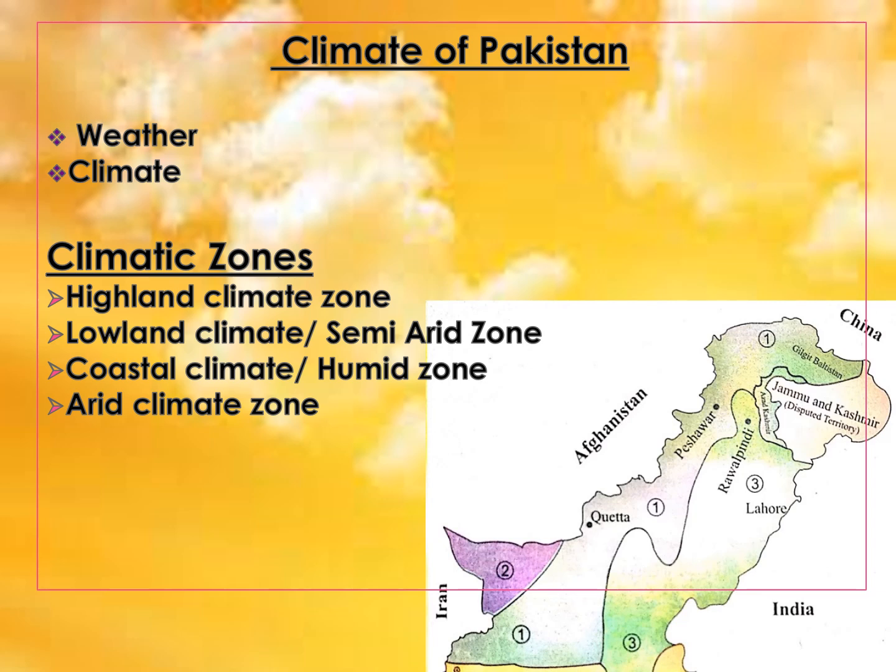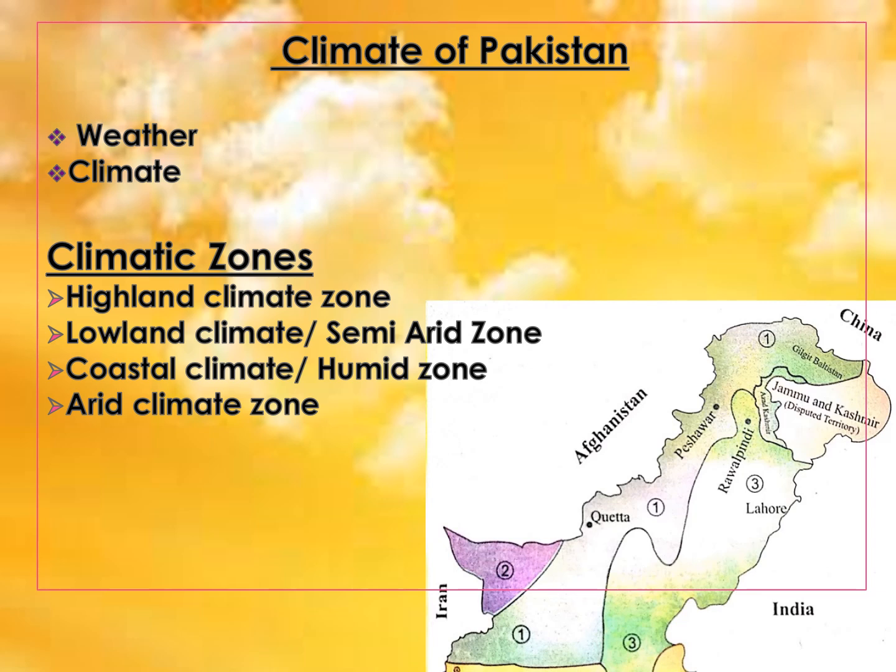For example, if it's a sunny day in Lahore today, we would say it's a sunny day, or it can be a cloudy day. It means it's the weather of Lahore. But climate means that we know that June or July is a summer month in Lahore, because we know it from the past record of 30 to 50 or 80 years.